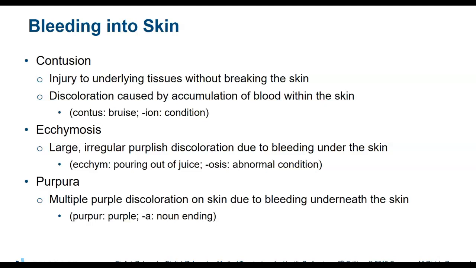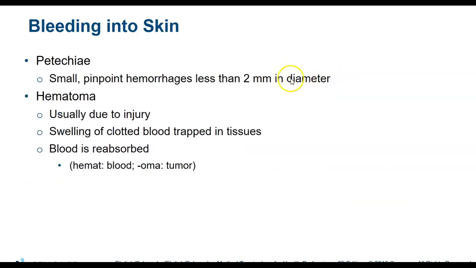Purpura is multiple purple discolorations on the skin due to bleeding. It is a little bit different when we look at that. They're smaller than ecchymosis, but they're going to be larger than petechiae, which we're going to be talking about right now.